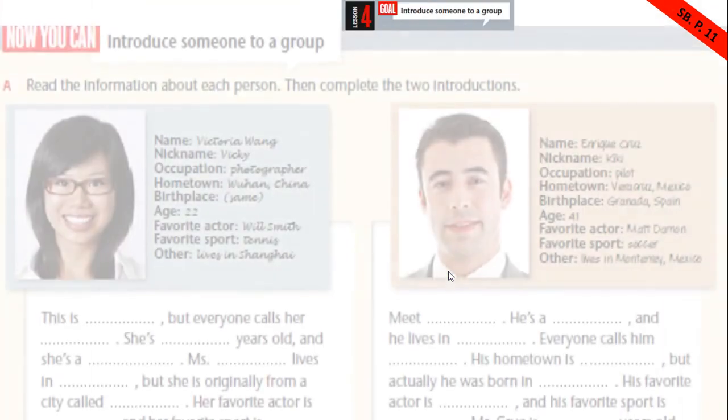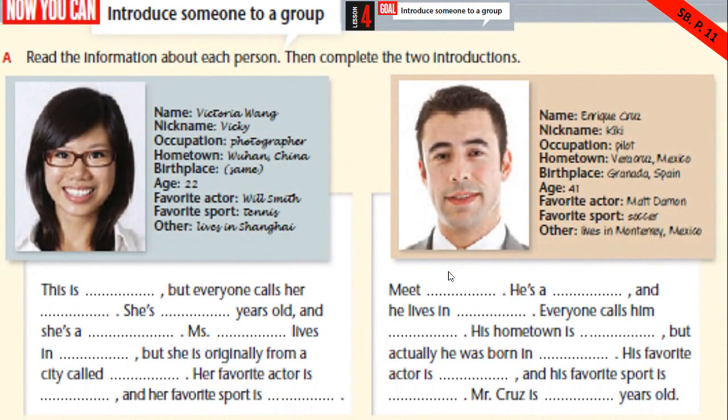Let's try to move to another exercise, and this exercise is related to the reading section again, and this is introduce someone to a group again. Read the information about each person, then complete the two introductions. جاي من كلمة introduce يقدم. Introduction معناته أنا بقدم هذا الشخص بمقدمة معينة.